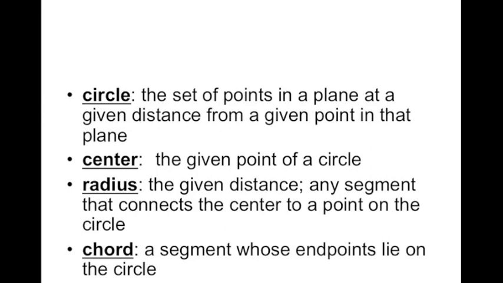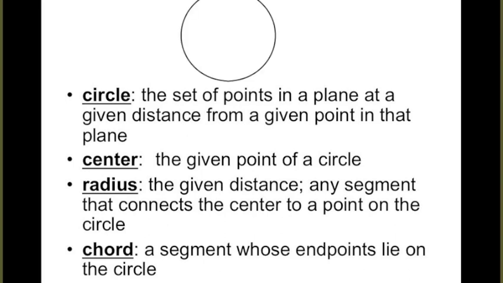So the first thing is what a circle is. A circle is defined as being the set of points in a plane. So that's an important distinction, that a circle needs to be a flat figure, not a three-dimensional figure. So it's in a plane. It is the set of points that are all equidistant, or the same distance, from a given point in a plane. So we've got a point, we've got a distance, and we go that same distance out in any direction, and that creates a circle.